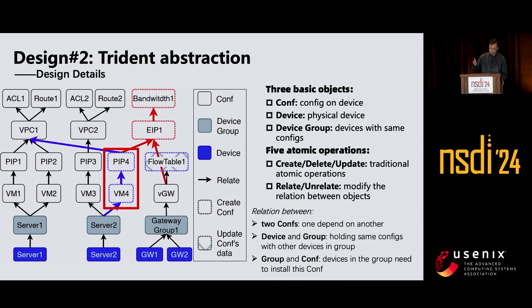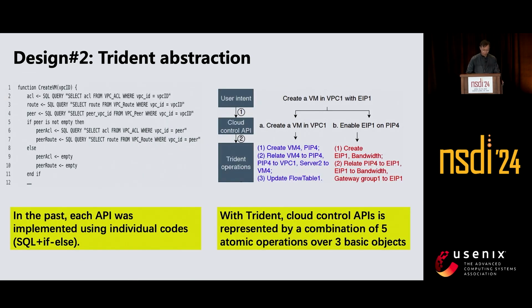So for relate, we have three kinds of relations: conf and conf relation, conf and device relation, and device and device group relation. With this kind of notation, we can simplify all the complex dependencies in the network into all kinds of relationships. So we can do the translation in a unified way. Sorry, to catch up on the time.